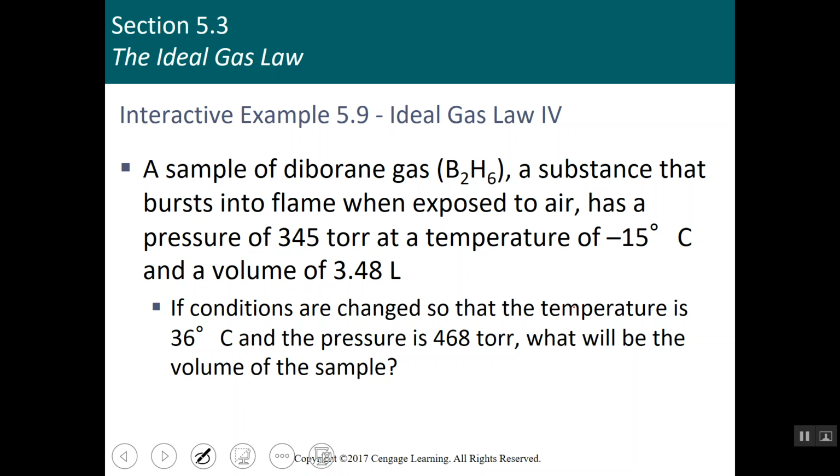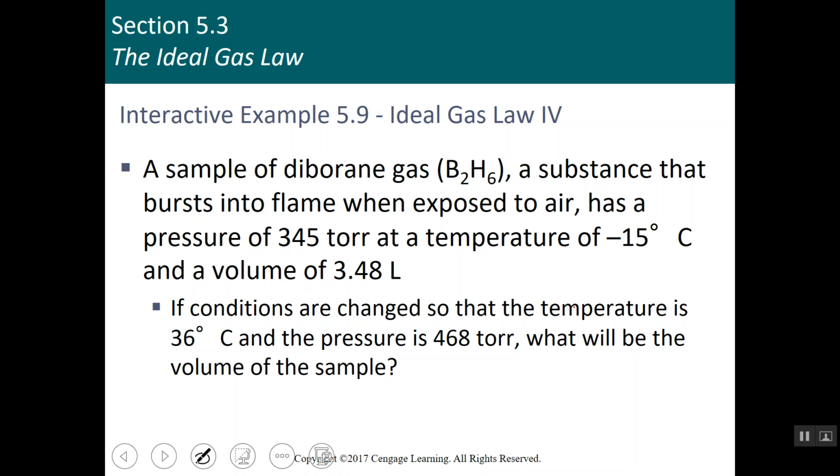All right, again, a sample of diborane gas, a substance that bursts into flame when exposed to air, has a pressure of 345 torr at a temperature of negative 15 degrees Celsius and a volume of 3.48 liters. If conditions are changed so the temperature is 36 degrees Celsius and the pressure is 468 torr, what will be the volume of the sample?